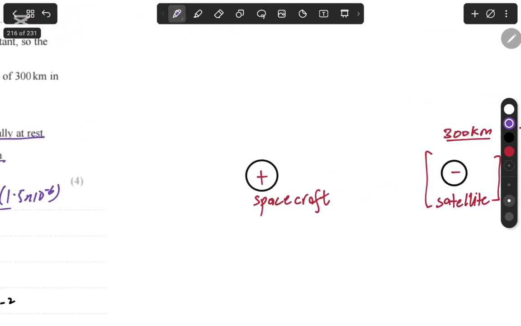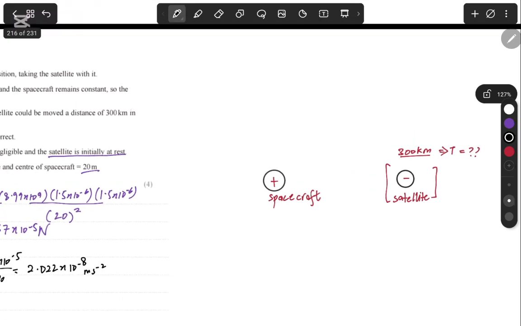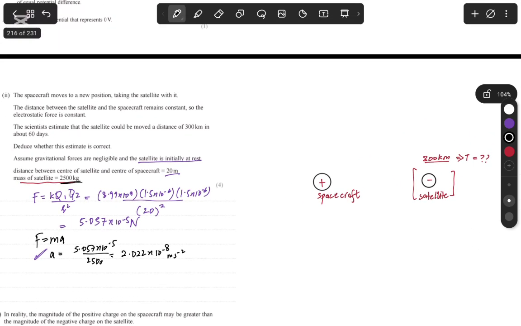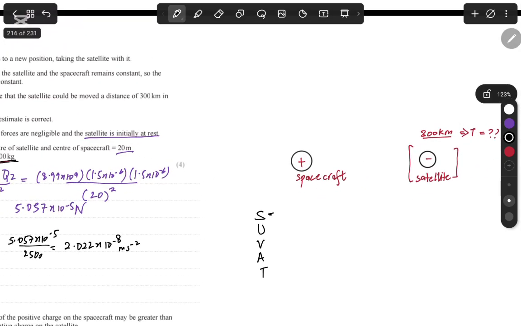So remember, we're looking at satellites when we're doing all of this. So what we can do here is pretty clear. I hope you get what I'm trying to say here. The acceleration is also constant, by the way, because they've told us the electrostatic force is also constant. Constant acceleration, distance, time, speed. We're going to use SUVAT. I'm going to plug in the values now.